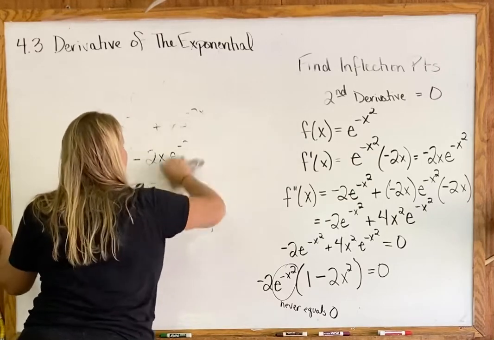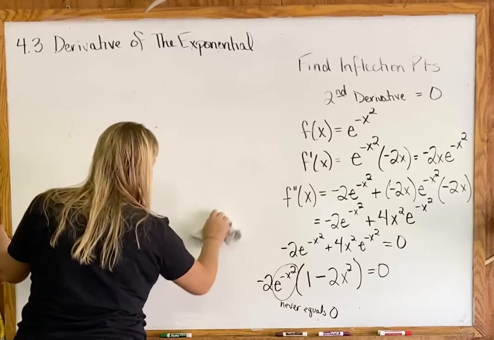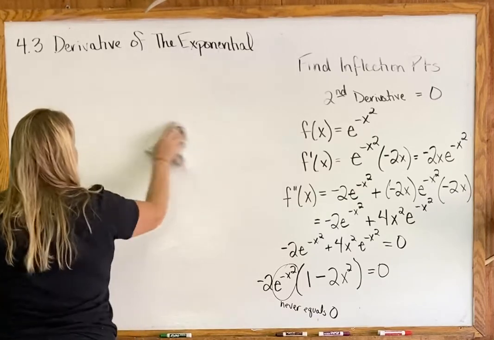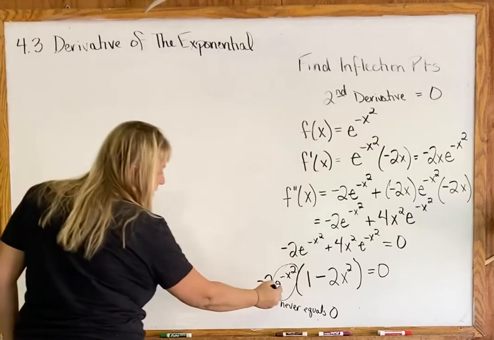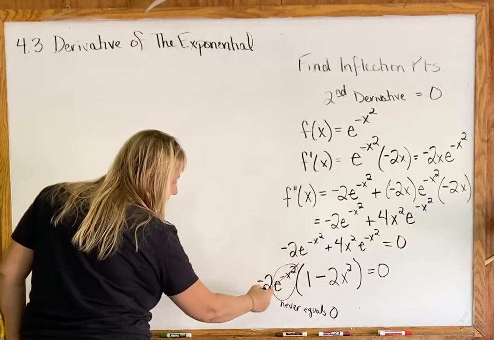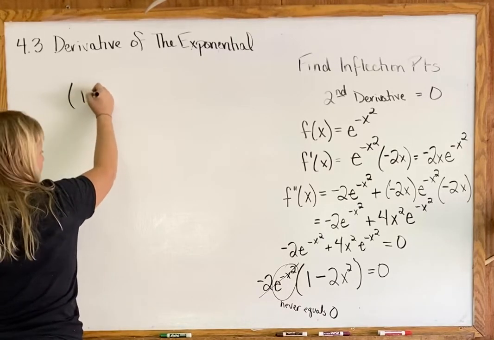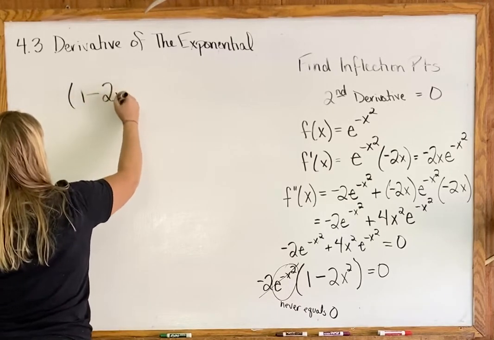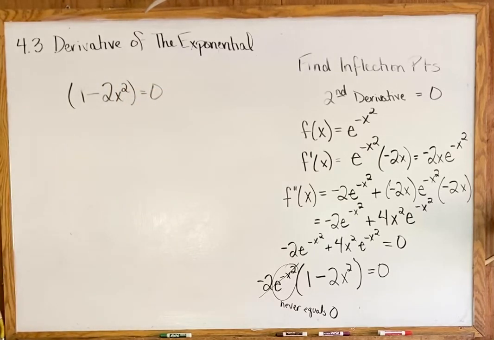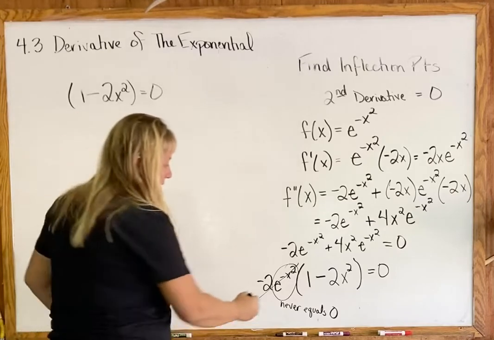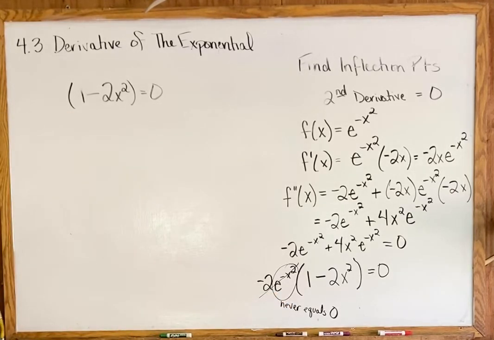Give me a moment while I work on this board. Okay, so this part never equals 0, so we can think about canceling the whole thing out. And what we actually are left with is just 1 minus 2x squared equals 0, okay? So remember, never equals 0. So factor it out and then just forget about it, okay?